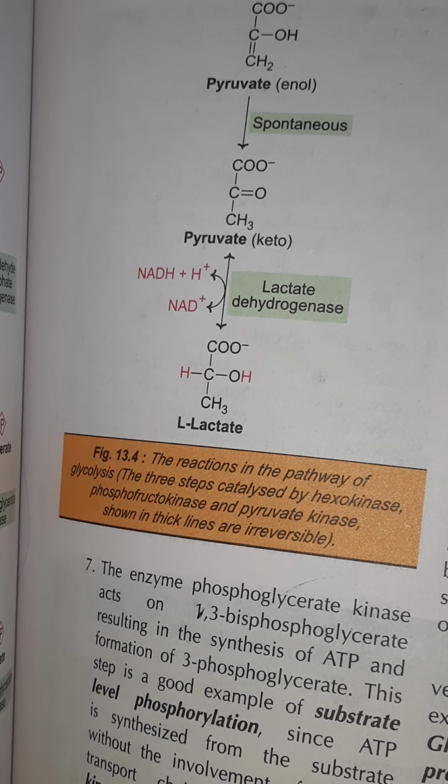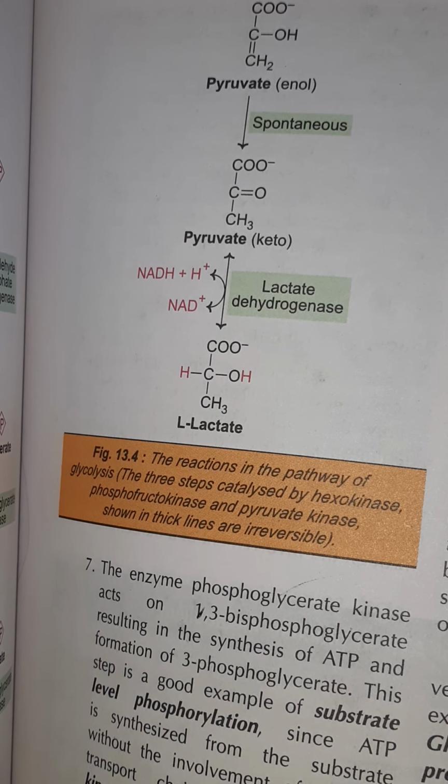Here the formed pyruvate is in enol form, and this step is an example of substrate level phosphorylation. This reaction is irreversible, and in this step 1 ATP is produced.